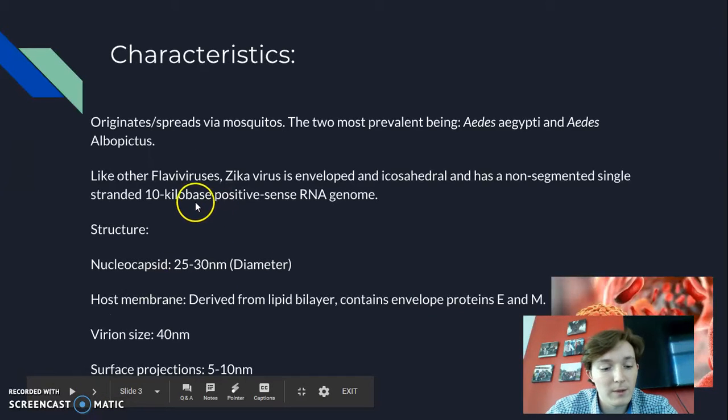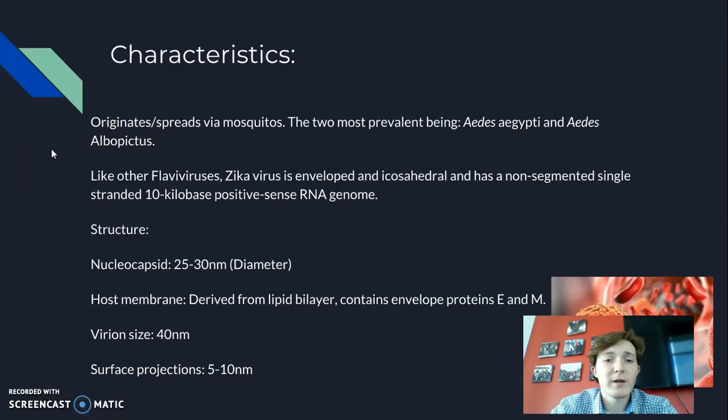Moving on, some of the characteristics of the virus. It originates and spreads through mosquitoes, the two most prevalent species being Aedes aegypti and Aedes albopictus. The aegypti species is definitely the more prevalent one. Like other flaviviruses, Zika virus is enveloped and icosahedral and has a non-segmented, single-stranded, 10 kilobase positive-sense RNA genome.